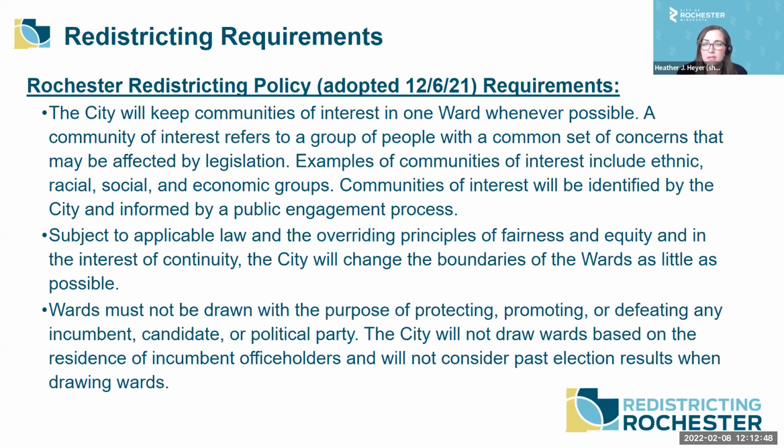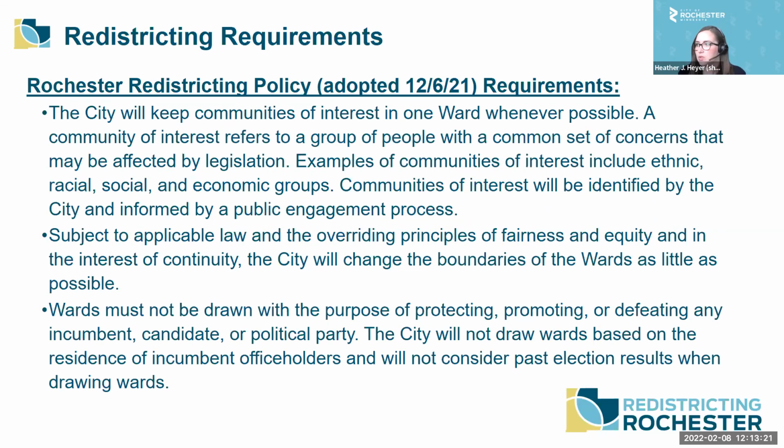Now, in December of this year, the Rochester City Council adopted a redistricting policy. There's a lot of text on this slide, but I will do my best to summarize it. The first point here is about trying to keep a community of interest together in one ward when possible. Now, a community of interest is essentially a group of people with a common set of concerns that may be affected by legislation. Examples include ethnic, racial, social, and economic groups.